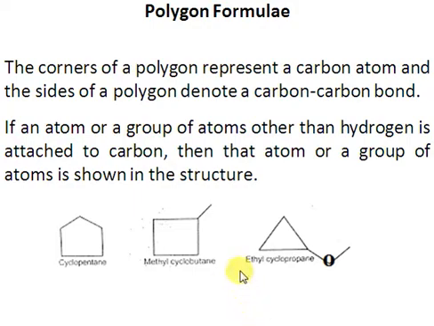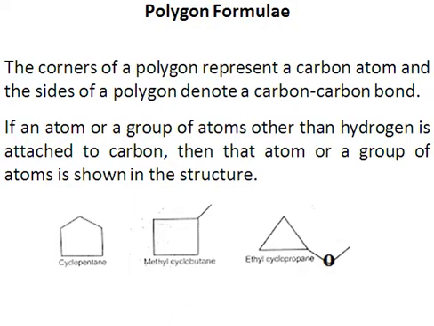So the name is actually methoxycyclopentane. Right, so you can put any heteroatom anywhere you like in this polygon formula, and it's very easy to use.